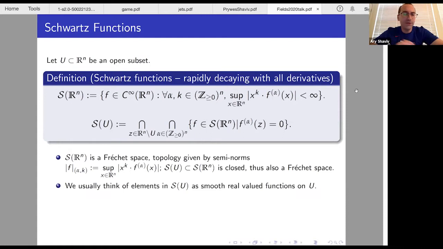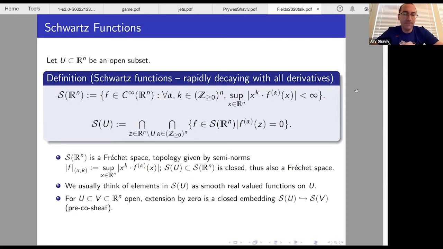The second remark, which is also quite important, is that we usually think of Schwartz functions on U as smooth real-valued functions on U. So in the definition, it is given as a subset of Schwartz functions on Rn, but in fact, we think about functions that live only on U, and if we extend them by 0 to functions on Rn, we get the same definition. So this is the same thing. And the third comment would be that if we take an open subset of an open subset, then extension by 0 gives us a closed embedding. And in fact, this is according to the second remark.